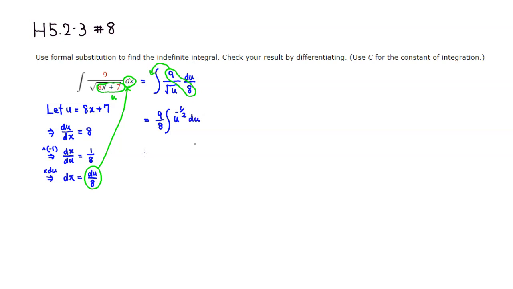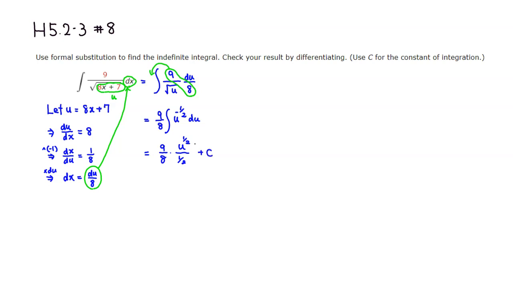Then this is going to be a power rule. 9 over 8 is just a constant sitting in front. Add 1 to the power, so you're going to have u to the positive 1/2, divided by 1/2, or you can write it as multiplied by 2, same thing, plus some constant c.